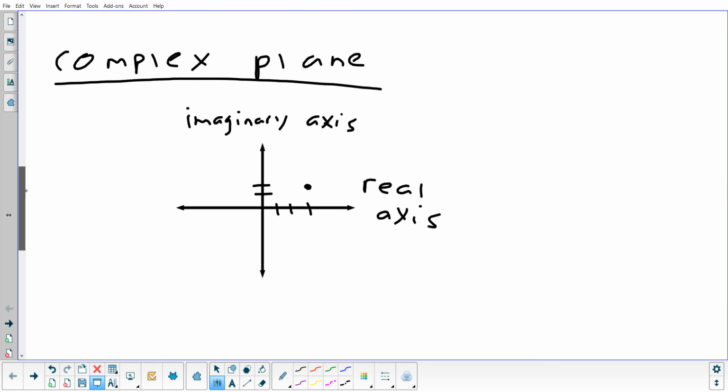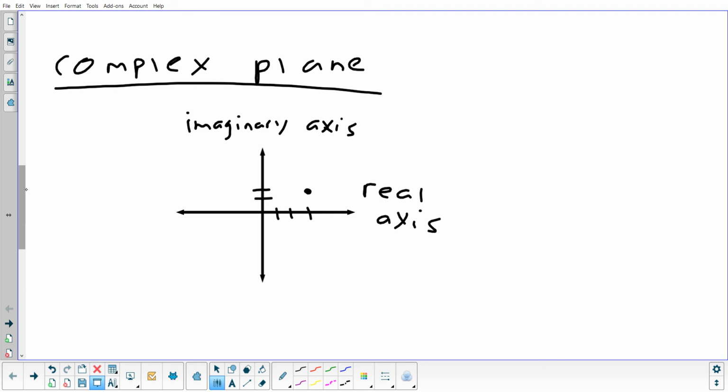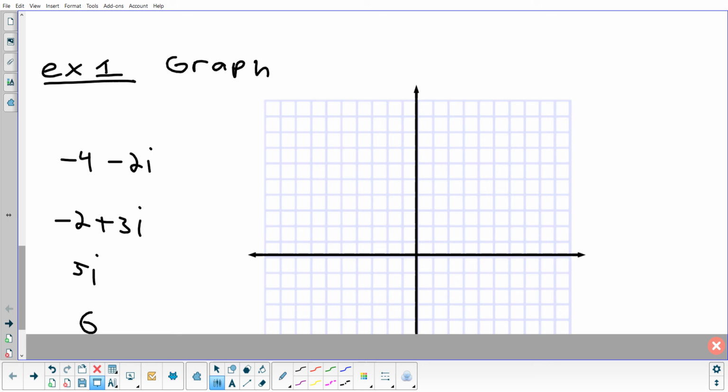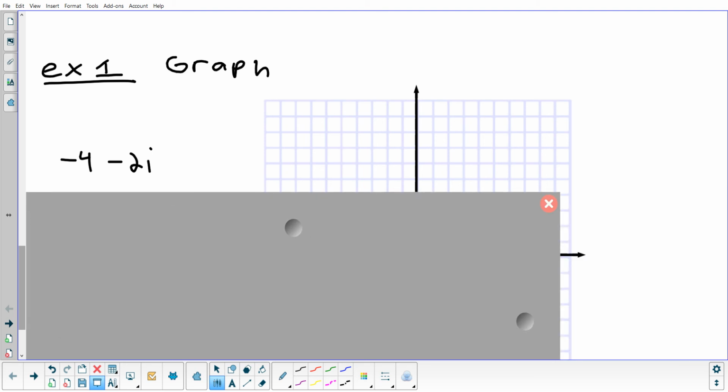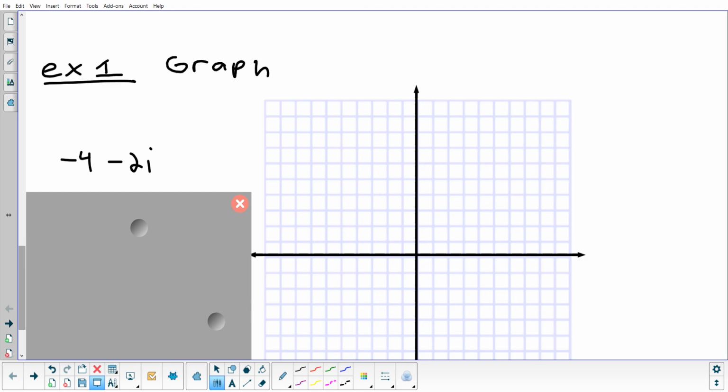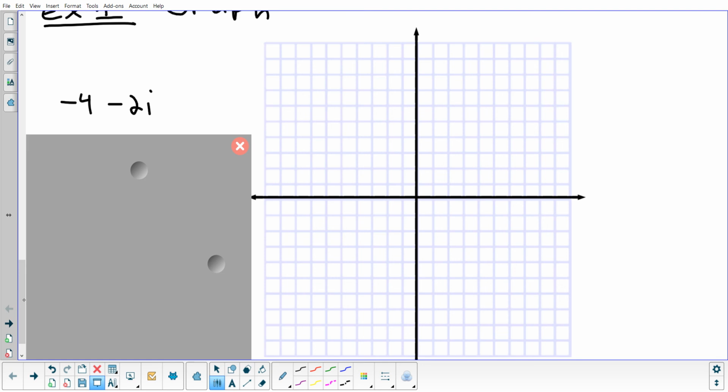We're going to try a couple more. All right, so let's try graphing the point -4 minus 2i. What's my real part in that one? -4. This is my real axis, this is my imaginary. Which way am I going to go to get to -4 on the real axis? Left, how many? 4. And then the imaginary part is what? Down 2. So left 4, down 2. And that's how you graph -4 minus 2i.